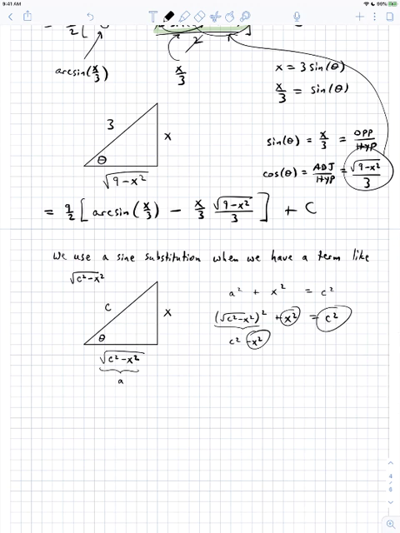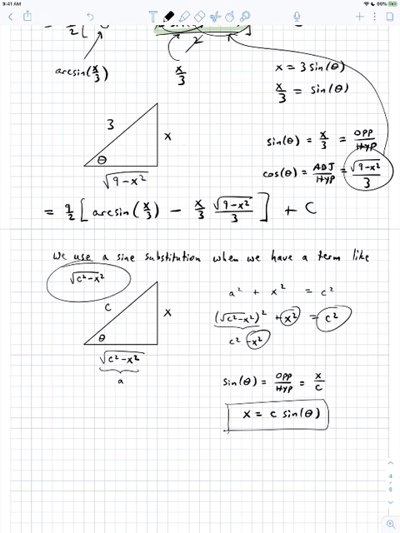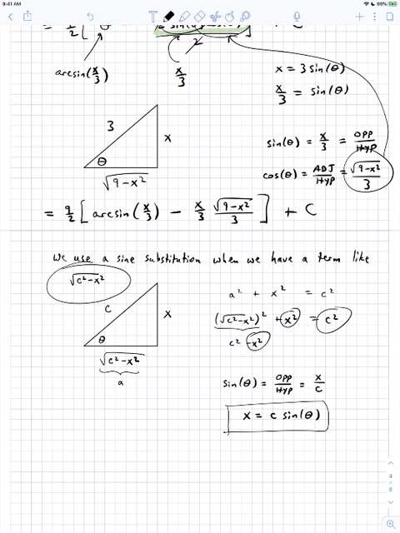So in a case like this, you have that sine of theta is equal to the opposite side over the hypotenuse, which is x over c. So you have that x is equal to c times sine of theta. And that's the substitution that we use. So you use that whenever you have a term that looks like the square root of c squared minus x squared. It doesn't necessarily have to be a square root. You can also use these types of substitutions in other contexts.